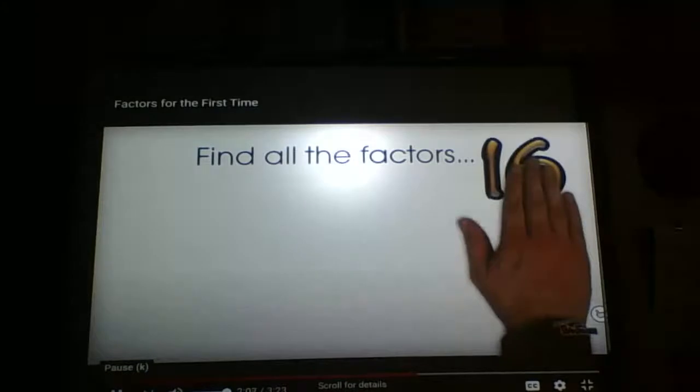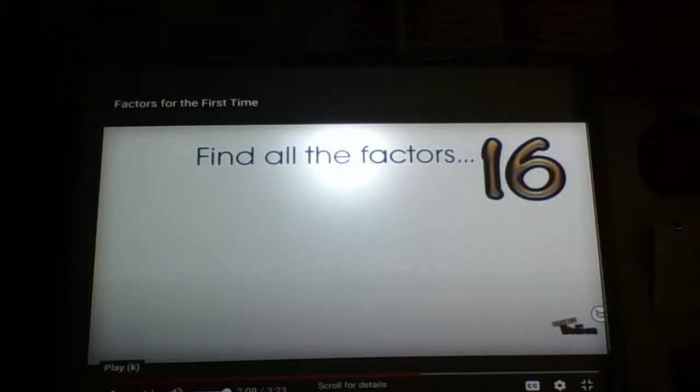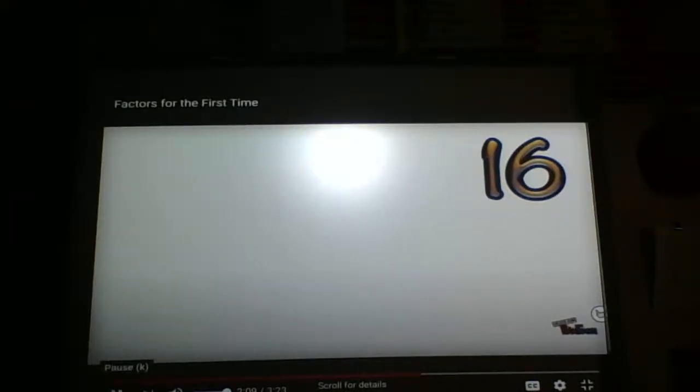We'll do one more example. We'll find the factors of 16. I want you to try to do this with her. So start with 1 and think about 1 times what will give you 16. That's going to be the first arc in your rainbow. Start with 1 and the number itself.